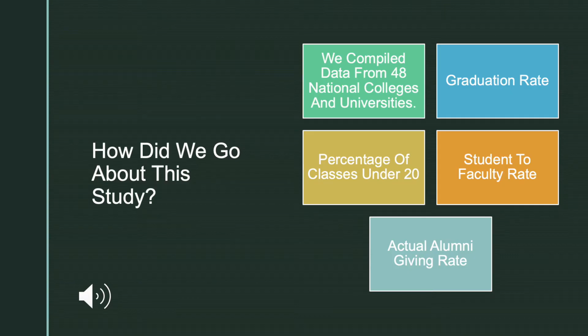First, let's discuss how we went about this study. We compiled data from 48 national colleges and universities. We looked at their graduation rates, their percentage of classes under 20, their student to faculty ratio, and then we looked at the actual alumni giving rate.